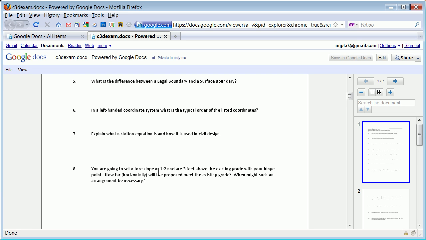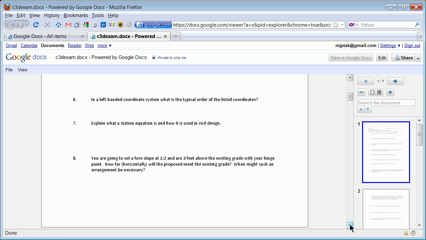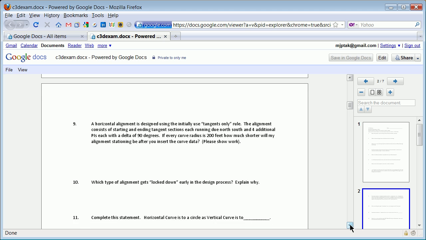Remember, 1 to 2 means 1 horizontal, 2 vertical. So this would be 1.5 feet. 2 to 1 means 2 horizontal, 1 vertical. That's key to civil. It's not always written out.